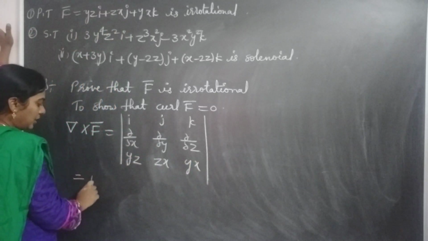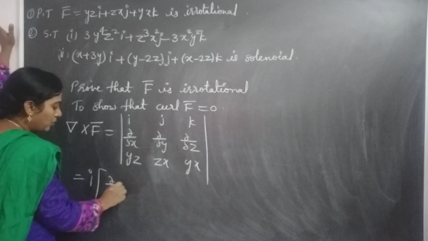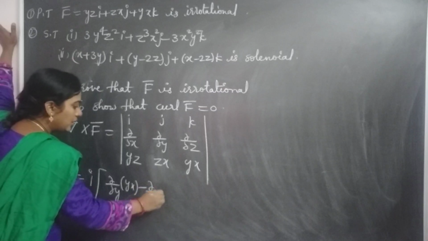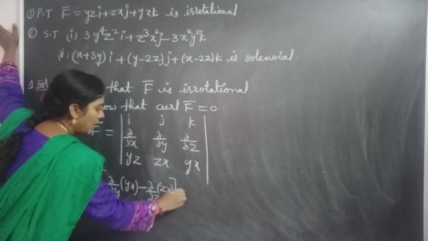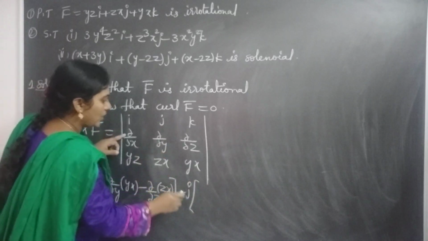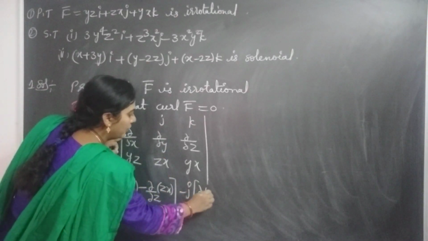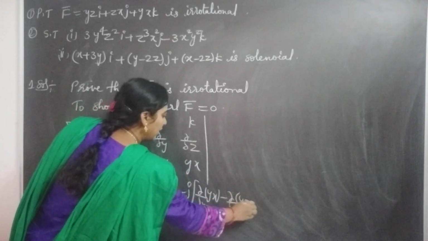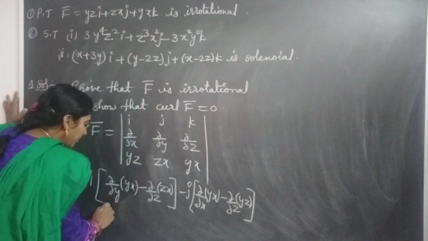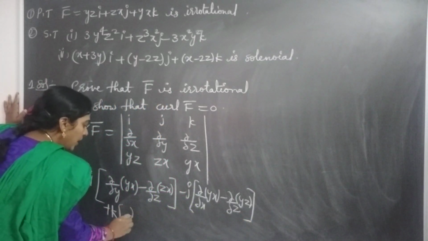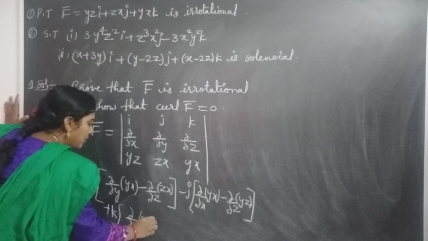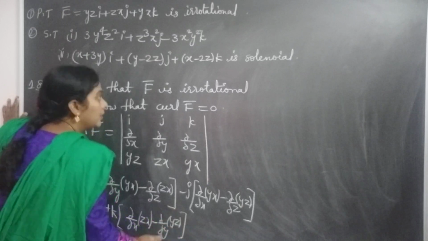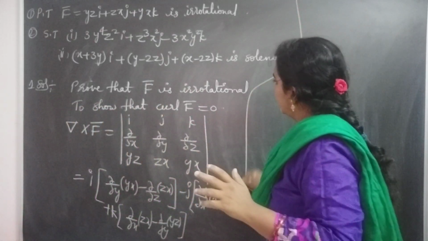Then find the determinant: i into dou by dou y of yx minus dou by dou z of zx, minus j into dou by dou x of yx minus dou by dou z of yz, plus k into dou by dou x of zx minus dou by dou y of yz.